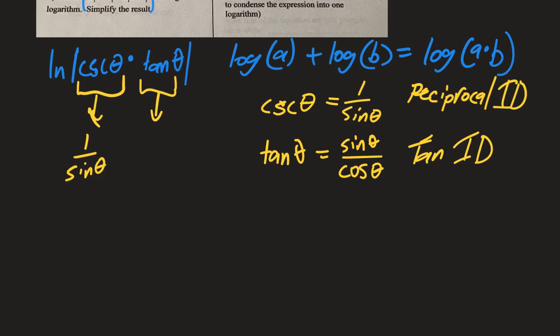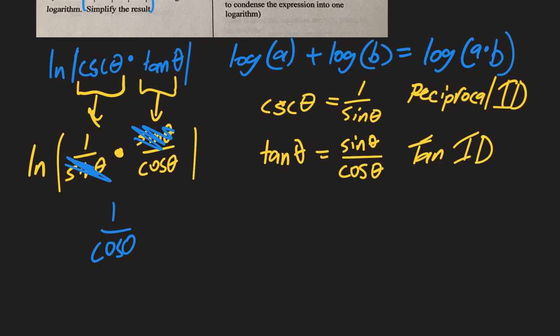So let's replace this as well. This is going to end up being sine theta over cosine theta. And now I can put that multiplication sign and bring the rest of this problem down with it. But very simply, I can immediately jump out and say, wait a minute, these two sines are supposed to cancel each other out. And I'm just left with 1 over cosine theta.